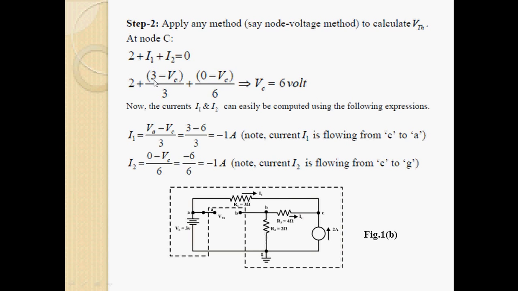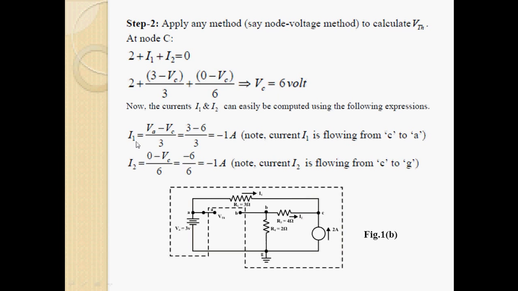Suppose this node voltage is VC. So I1 will be this potential minus this potential divided by this resistance. This potential is 3 volts, so it is (3 minus VC) by 3, plus I2. This I2 current will flow from here to here, and this potential is at ground potential, so it is (0 minus VC) by 6, equal to VC. If we solve this, VC will be 6 volt.